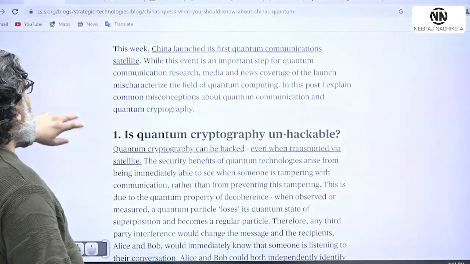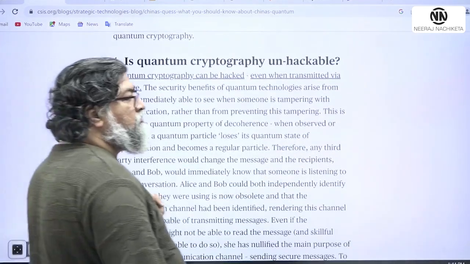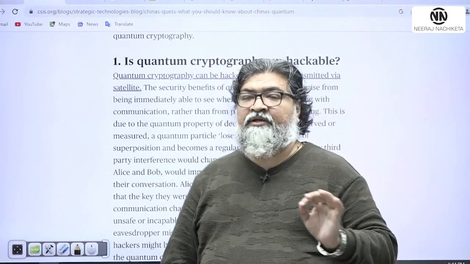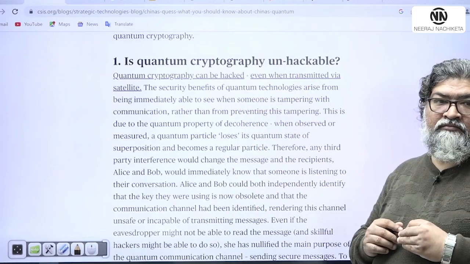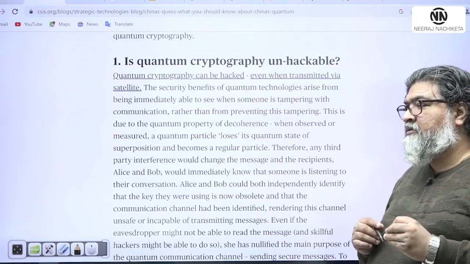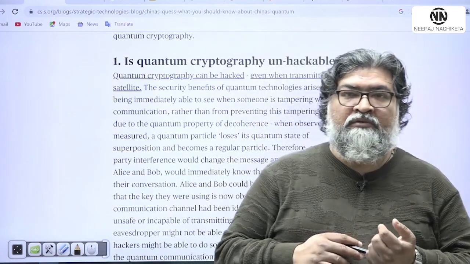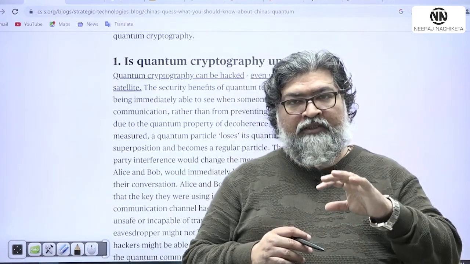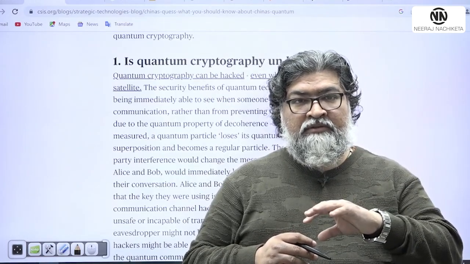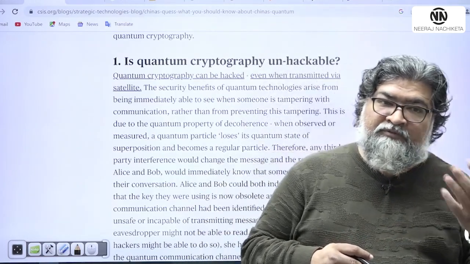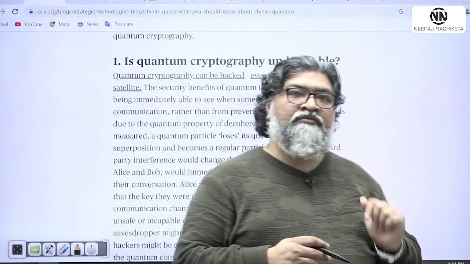Now look here. Can quantum cryptography be unhackable? If you see what is mentioned here, quantum cryptography can be hacked. There is nothing that is 100% secure. If quantum brings an advantage in securing information, there will be other experts who can find a way by which it can crack the code.